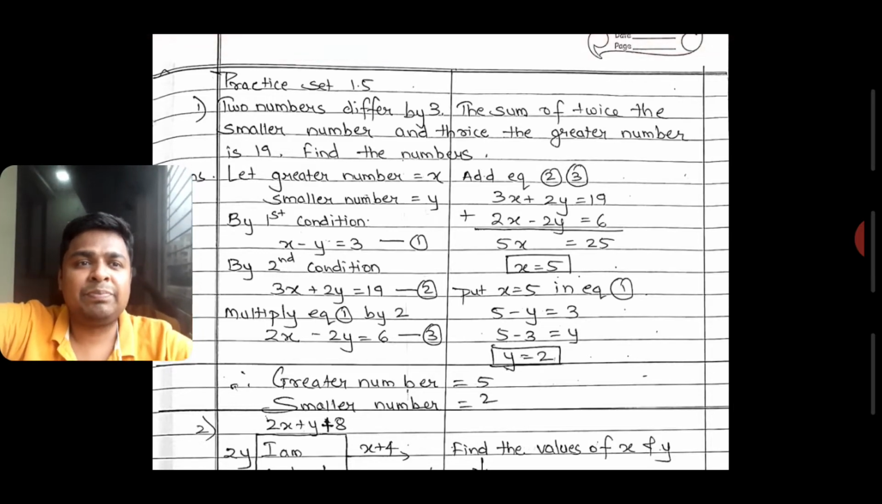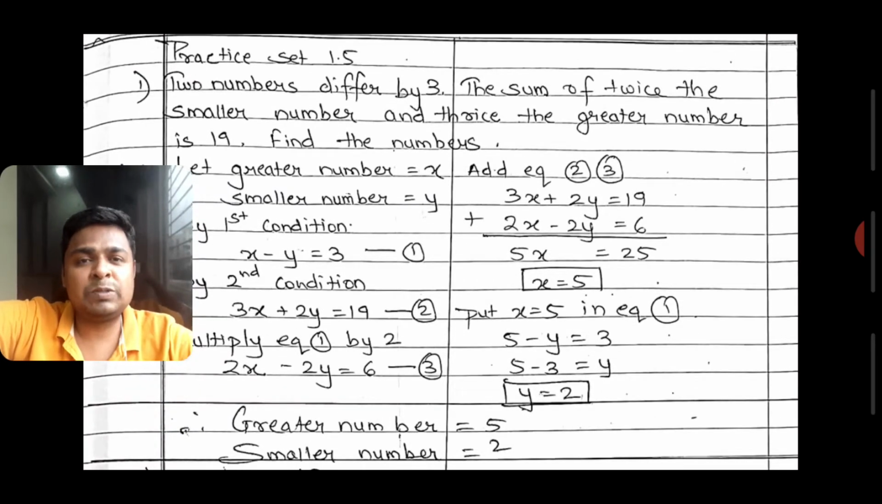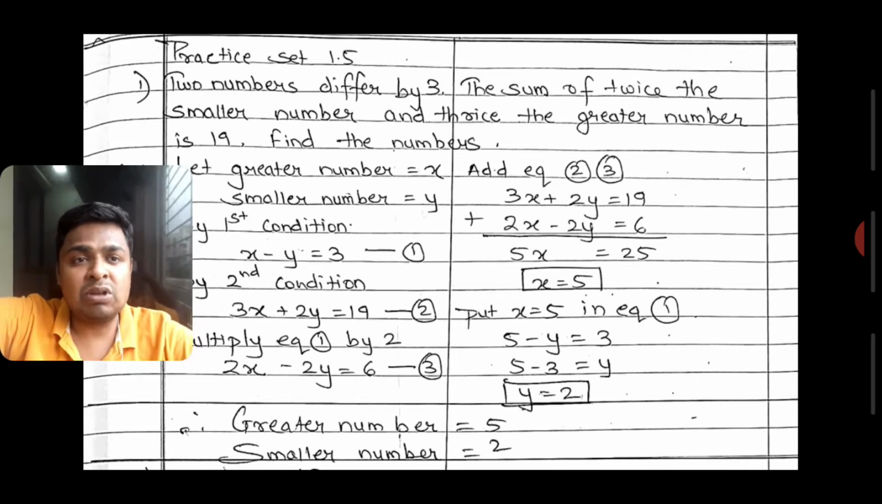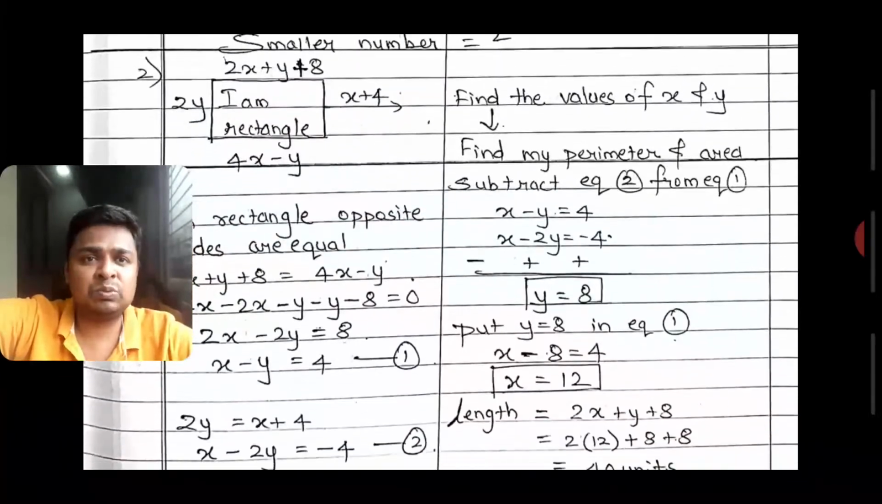The next step, you put x is equal to 5 in equation number 1. You can substitute in 1, 2 or 3, any equation you like. It is easier to solve if you put it in the first equation. So easily I can get the value for y. So the greater number is 5 and the smaller one is 2.